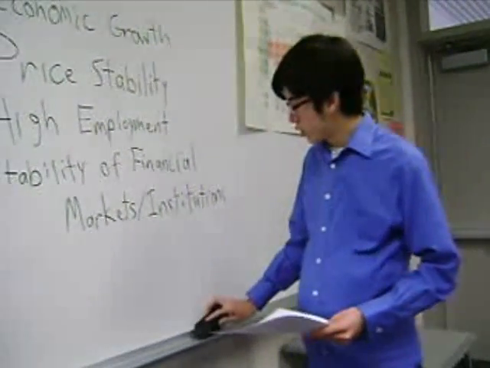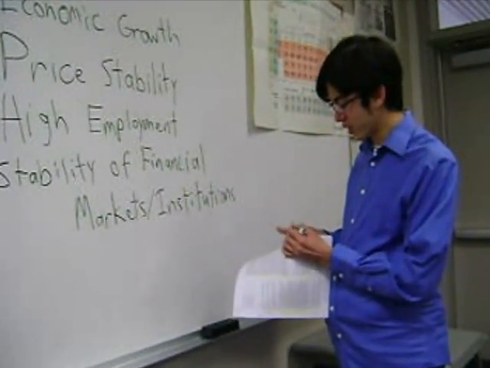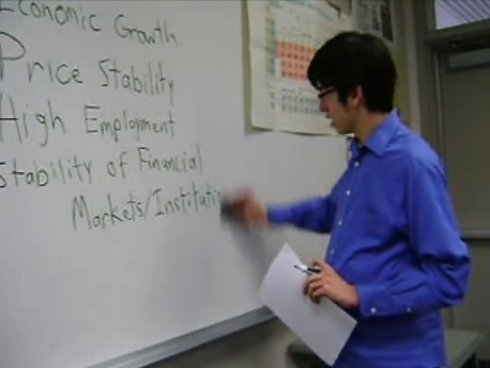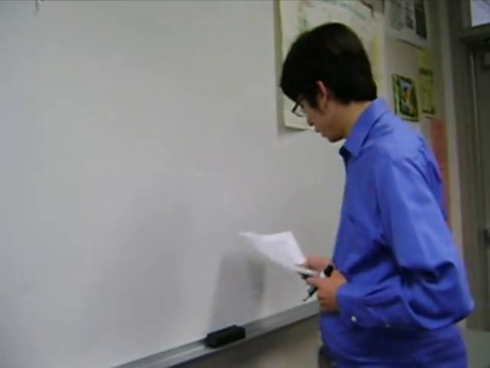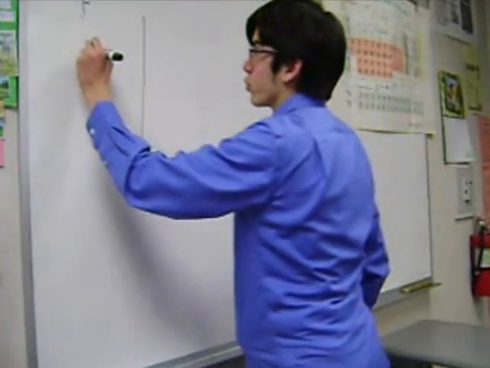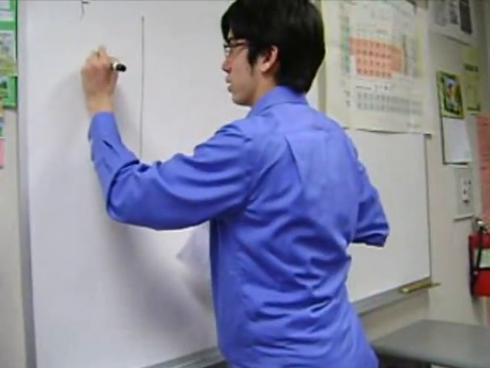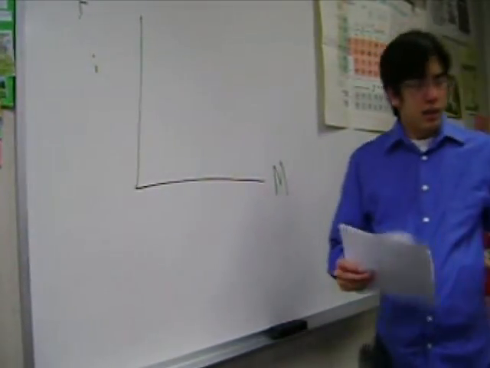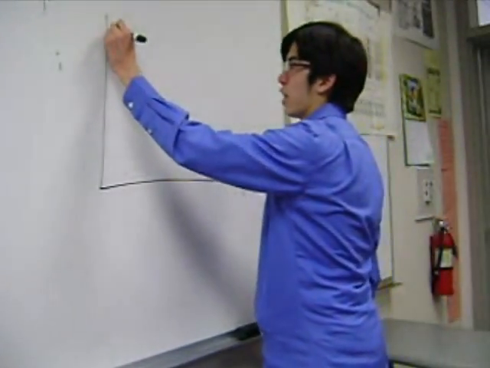Before we get too in depth with monetary policy, we need to go into money demand. The axes for the money market are interest rate and the quantity of money in the market. Now, in this market, let's begin with money demand, which is downward sloping.